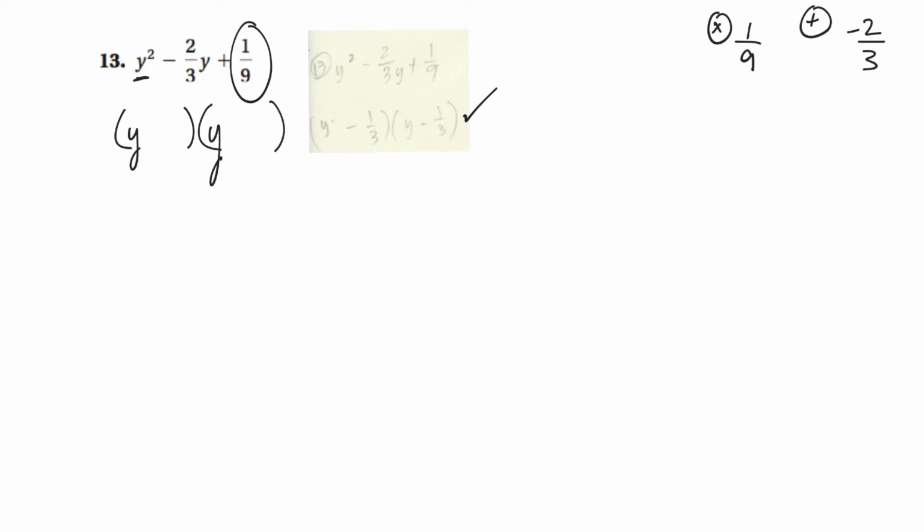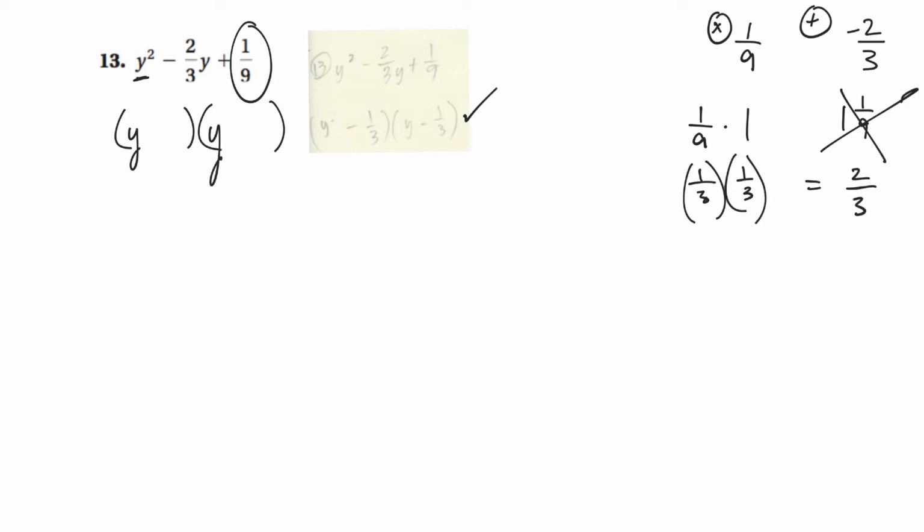Like for 1/9, you could go 1/9 times 1. But if you add those, you get 1 and 1/9. You don't get that thing up there. Or to get 1/9, you could go 1/3 times 1/3. Okay, that'll give you a positive 1/9. But when you add those, you get a positive 2/3, which isn't -2/3.